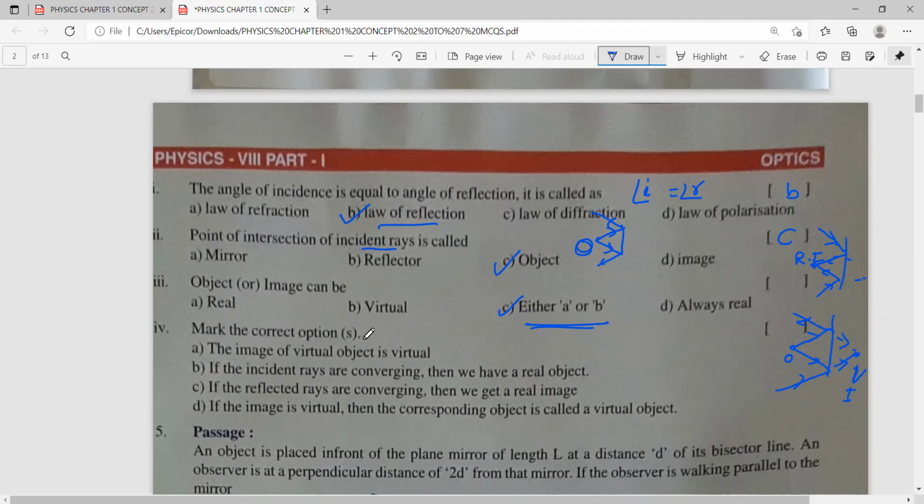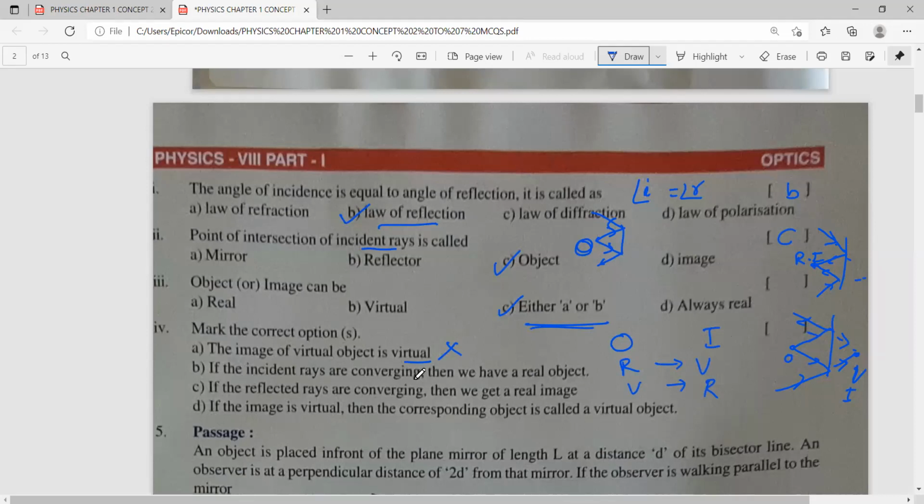Mark the correct statements here. The image of a virtual object is virtual, that is wrong, because please remember, if the object is real the image must be virtual, and if the object is virtual the image must be real. So this is not possible.